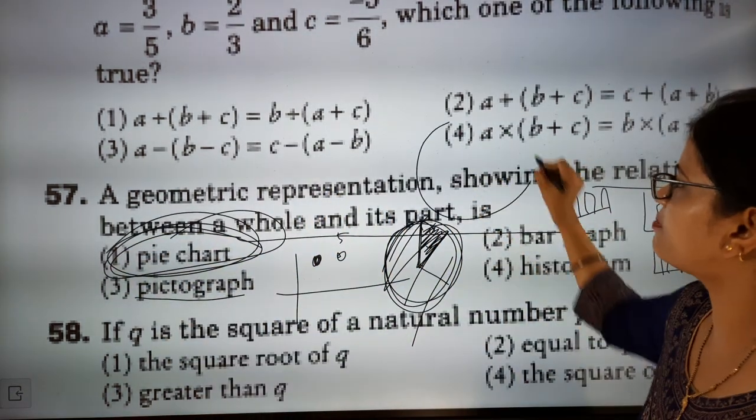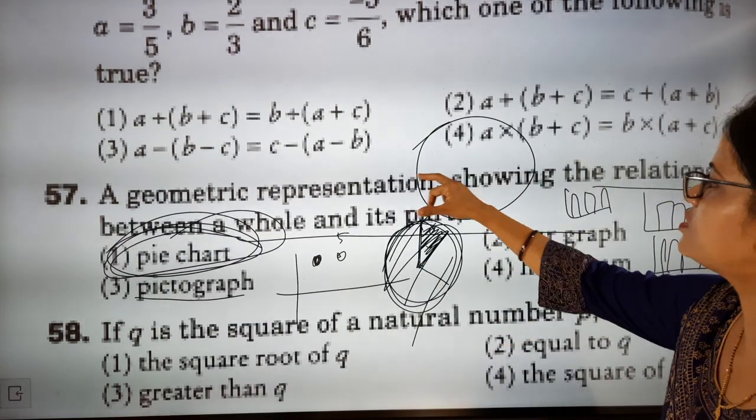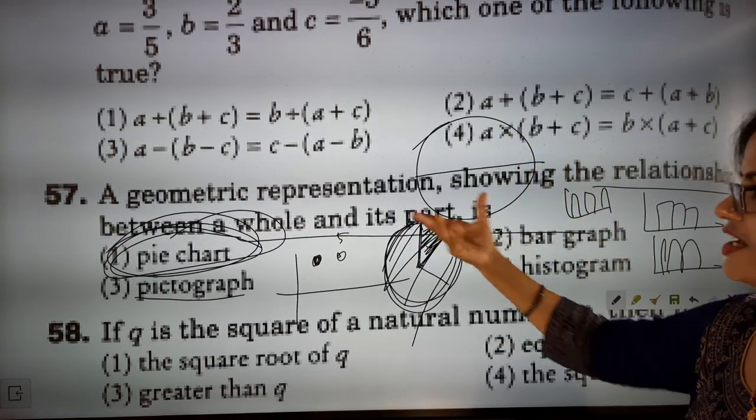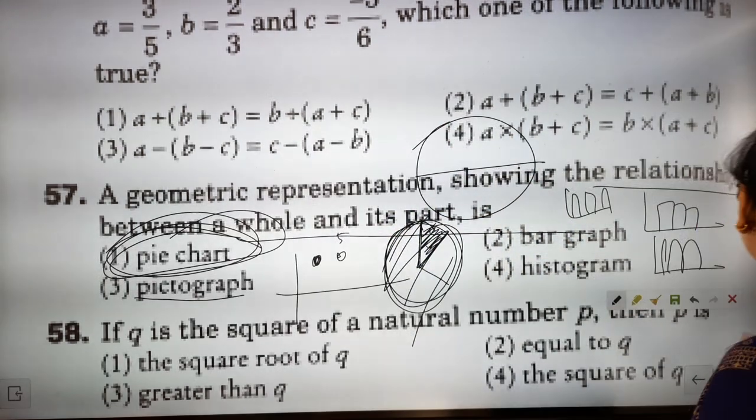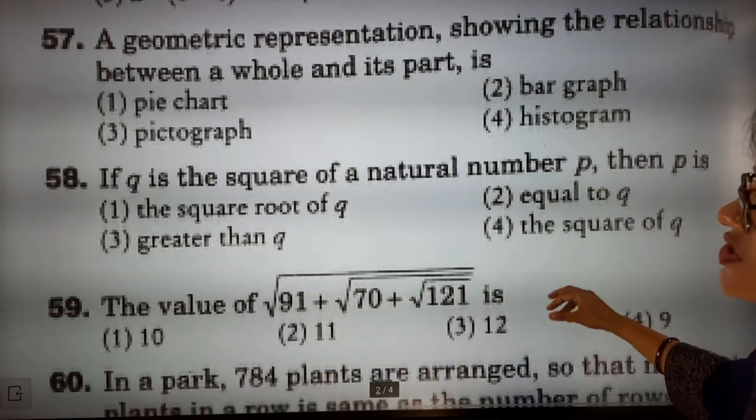The circular pies are made now. That is exactly representing this 50% of whole. So that is representing whole also and its part also. Okay. So now we will go for question number 58.